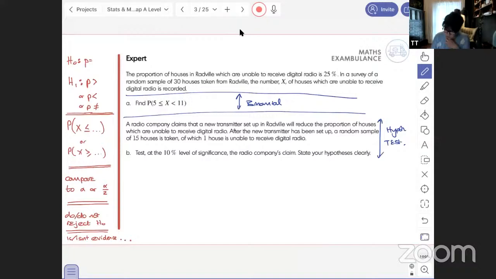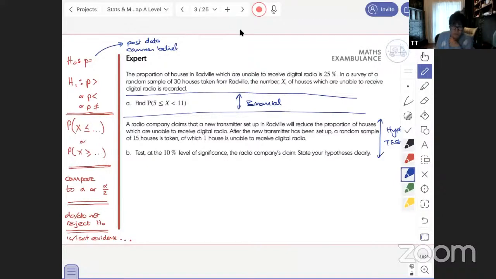So H0 is going to be P equals, and this is the generally held belief, the past data or common belief. And then for this one, you have to see what somebody is claiming. There is somebody who is saying, in this case, it's a radio company, not a person, they're making a claim.